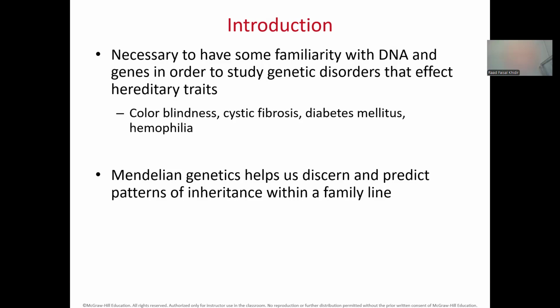Remember we talked about the cell cycle? You enter the cell cycle to grow. Sometimes we don't enter the cell cycle because some mutation happened and the protein is not supporting the entry. Sometimes the opposite: you divide too much because the tumor suppressor is not there, so you end up with cancer. So diseases like color blindness, cystic fibrosis, diabetes, hemophilia are all caused by a problem in the gene. Mendelian genetics is going to help us discern and predict the patterns.